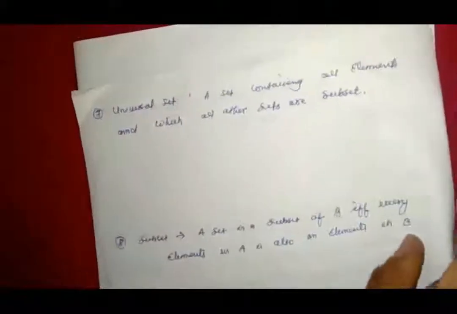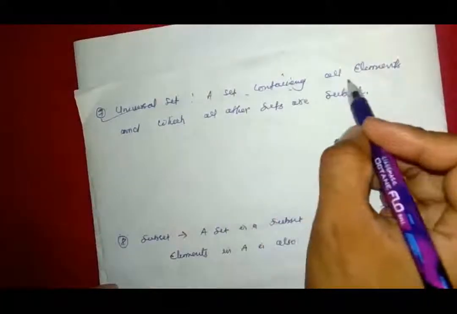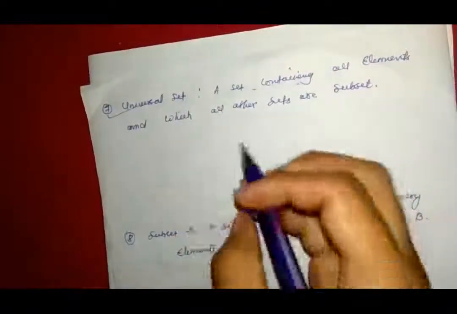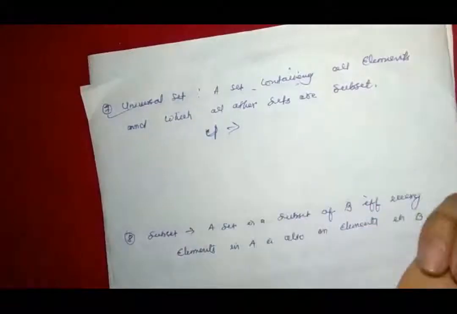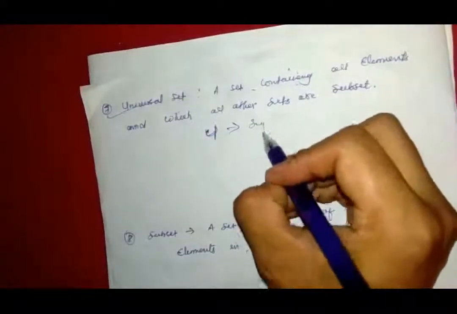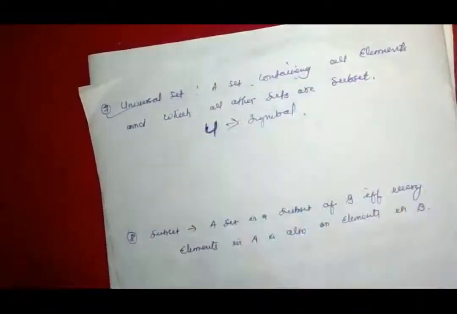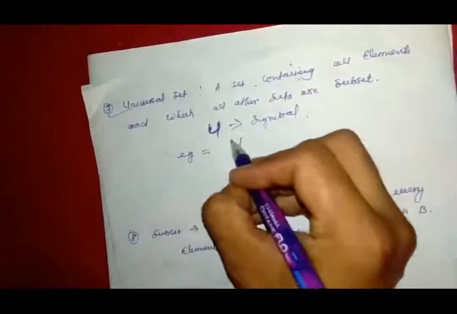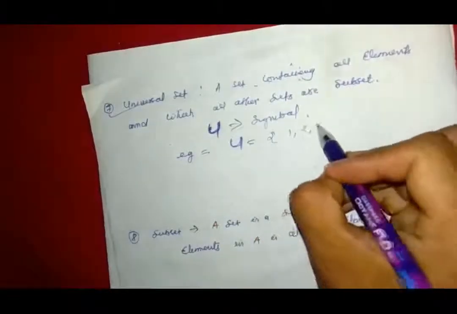Now we have the universal set: a set containing all elements, of which all other sets are subsets. Usually this symbol is used to denote the universal set. The symbol for the universal set is this. So for example, the universal set is a set containing the elements 1, 2, 3, and 4.